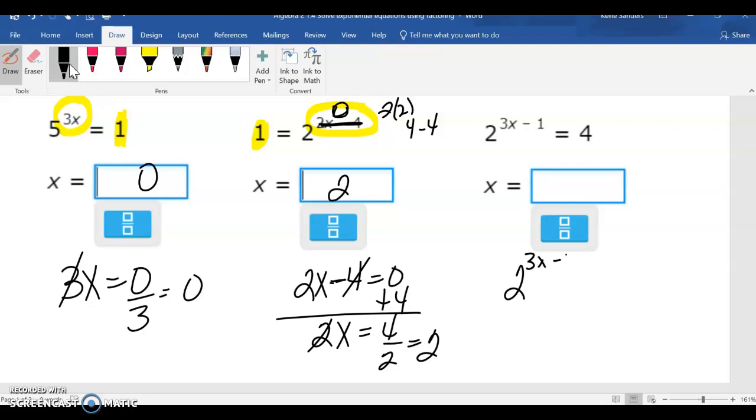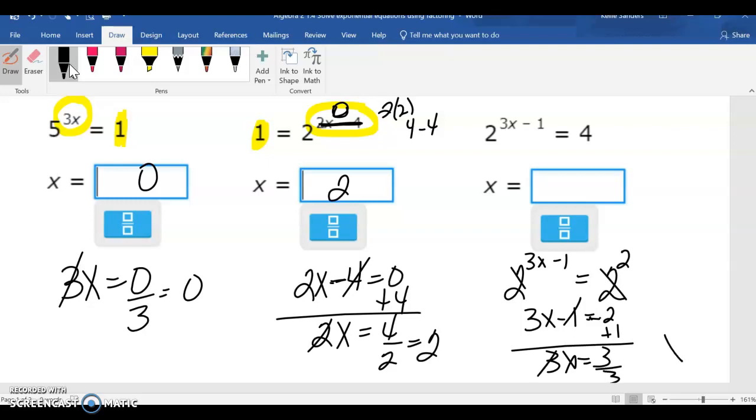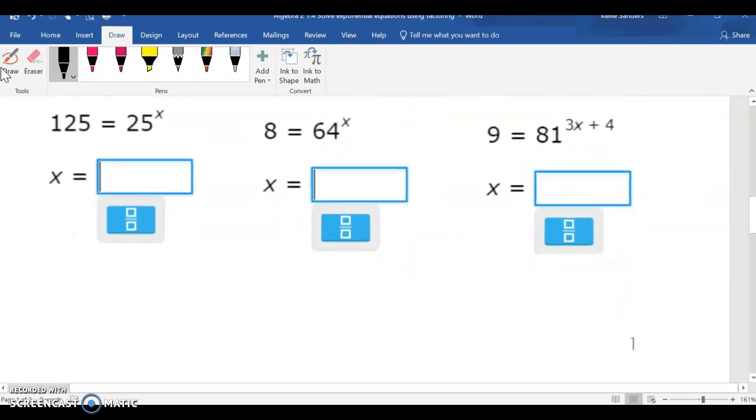2 to the 3x minus 1. This is a 4, so it has a base of 2, to the second power, the 2's cancel out. We have 3x minus 1 equals 2. Add the 1. Divide by 3. X equals 1. Okay.